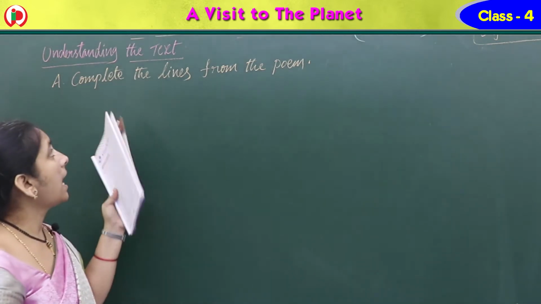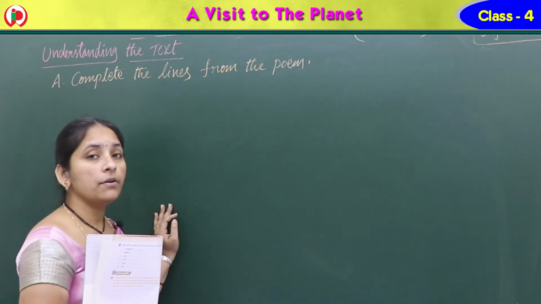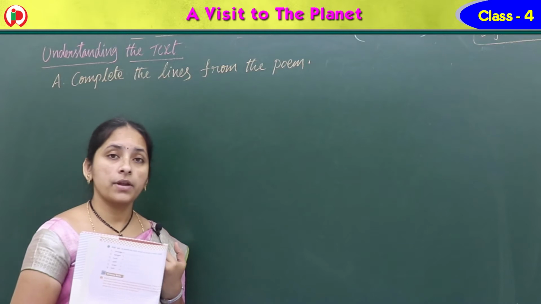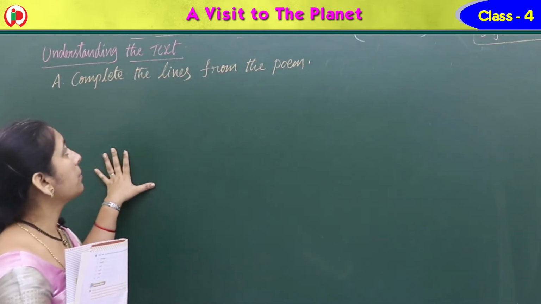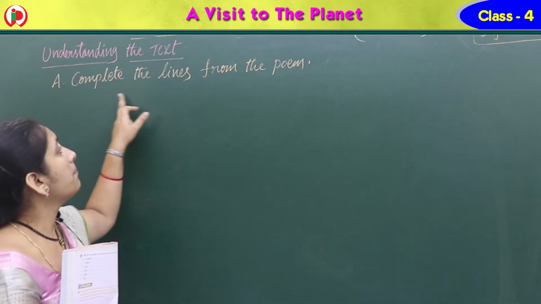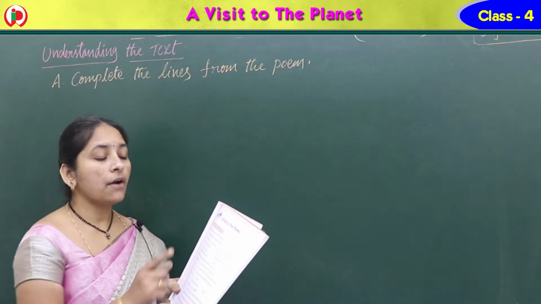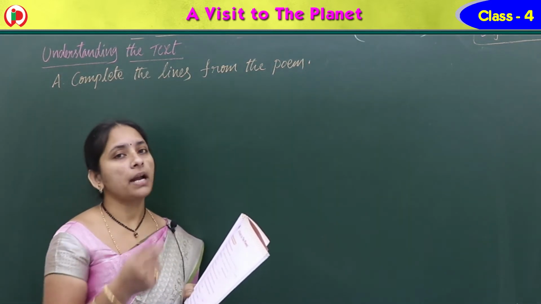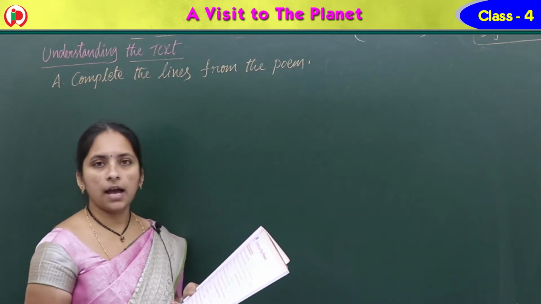First we have understanding the text. In the workbook, first we have how much we have understood the poem, and that we should write now. So about that we have the questions. What is the first? Complete the lines from the poem. They have given some lines from the poem and the remaining part we should complete. So all of you read the poem, and easily you can do the answers.